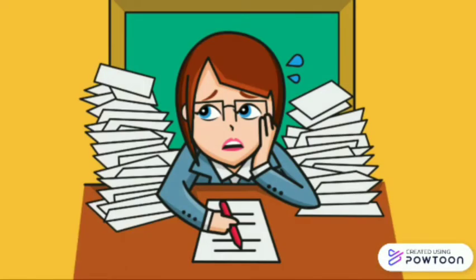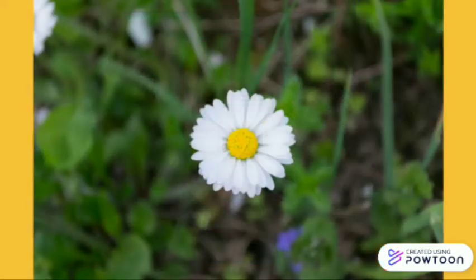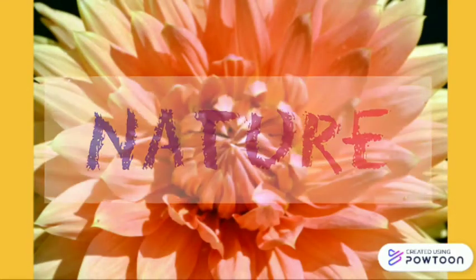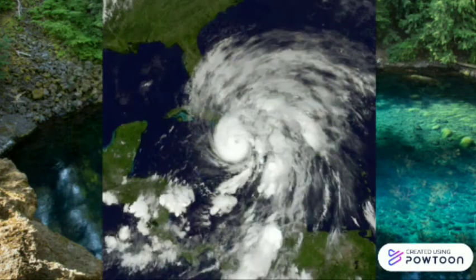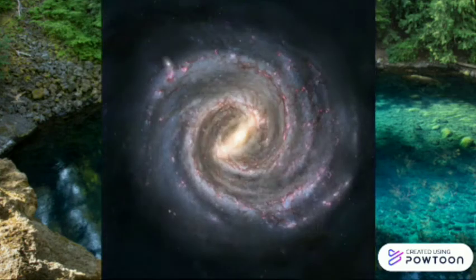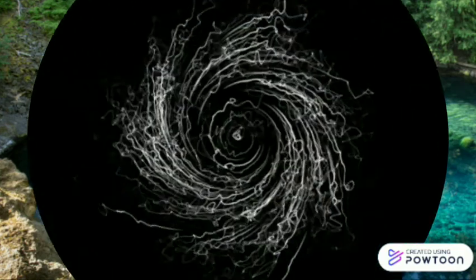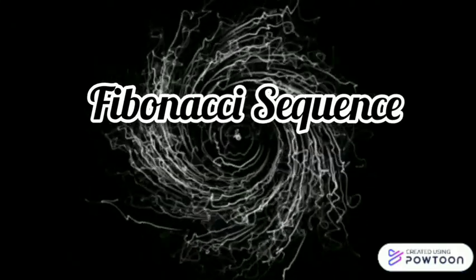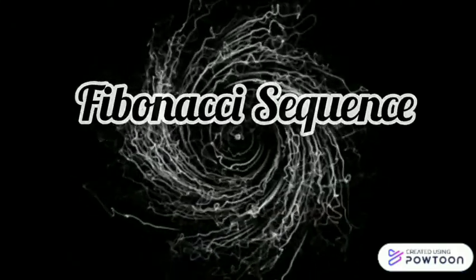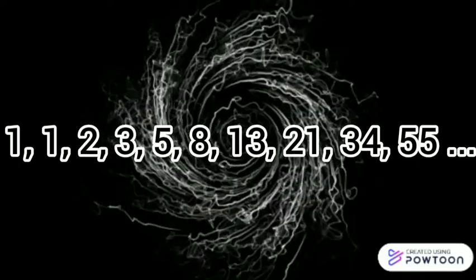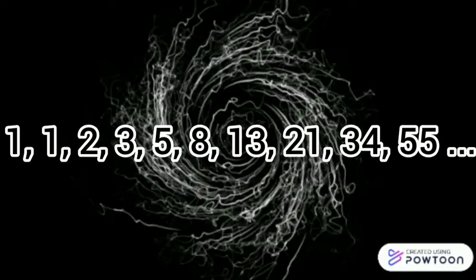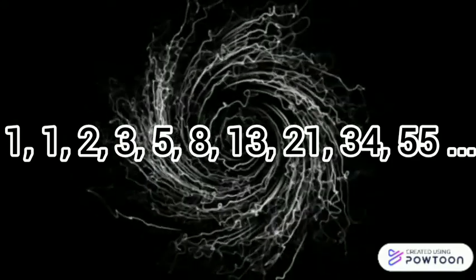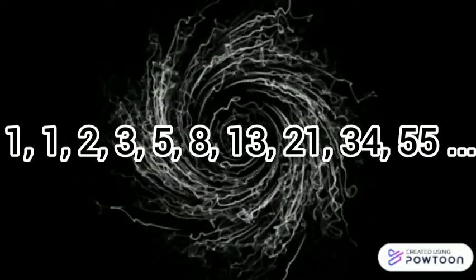Math wasn't made to harass English majors. It was invented by a little something called nature. And it's everywhere you look. In fact, there are specific numbers that we see in nature all the time. Together, they're called the Fibonacci sequence. And it goes something like this: 1, 1, 2, 3, 5, 8, 13, 21, 34, 55, and so on.